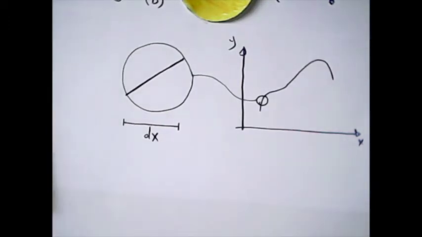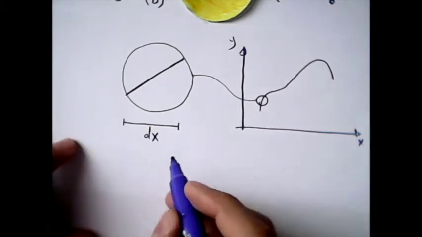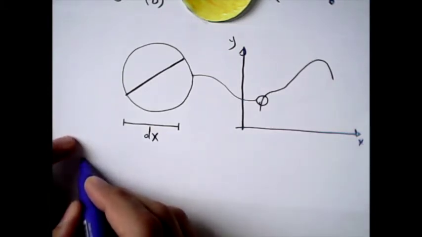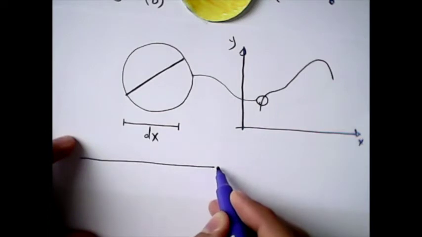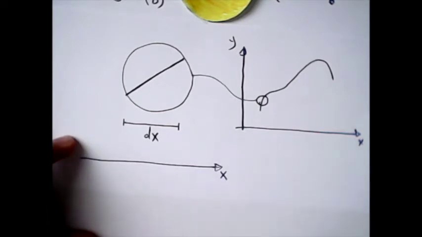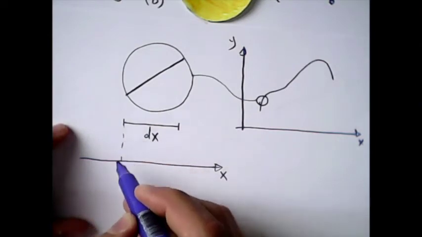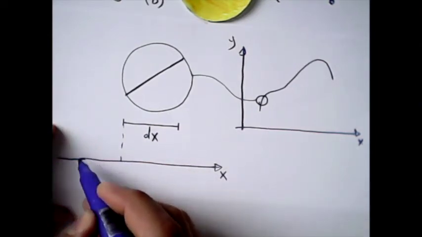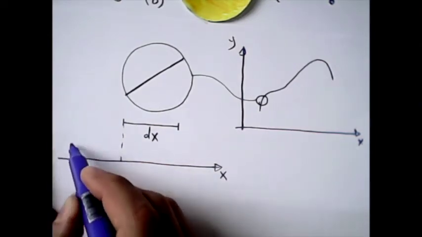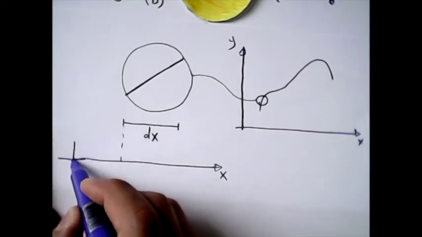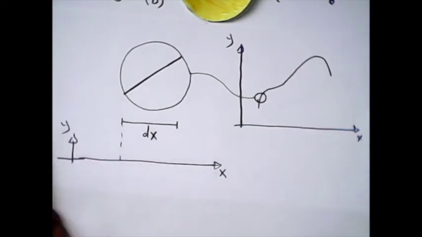Okay, let me first draw our x-axis down here so that we know where we are. This is the x-axis, and let's say that we have gone all the way. I mean, the start of the axis could have been anywhere behind here. So let's say this could be the y-axis.